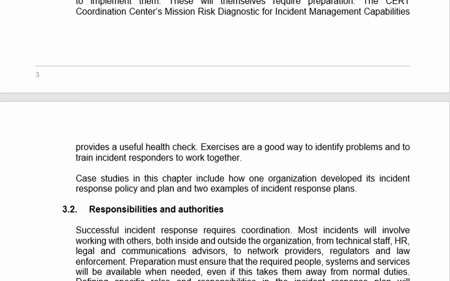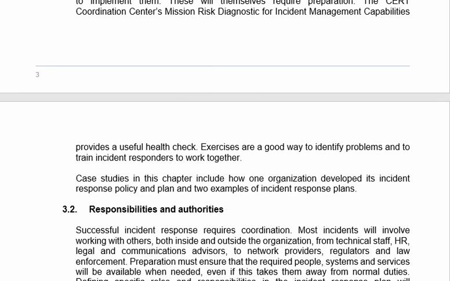But the question comes here: by having an incident response plan or incident response policy, will incidents not happen in the organization? No, it is not like that. Incidents may still happen within the organization even with those incident plans and policies.